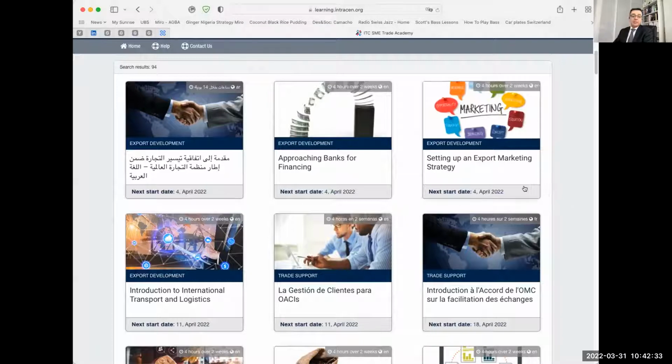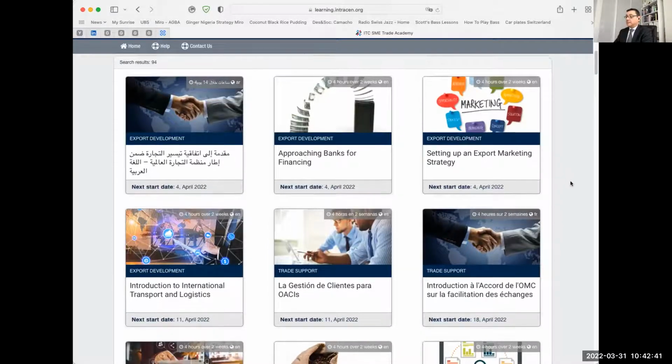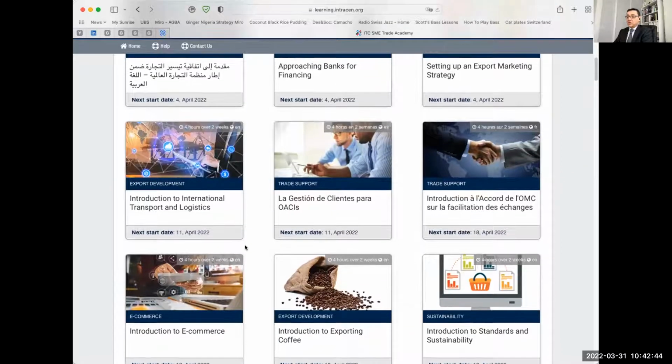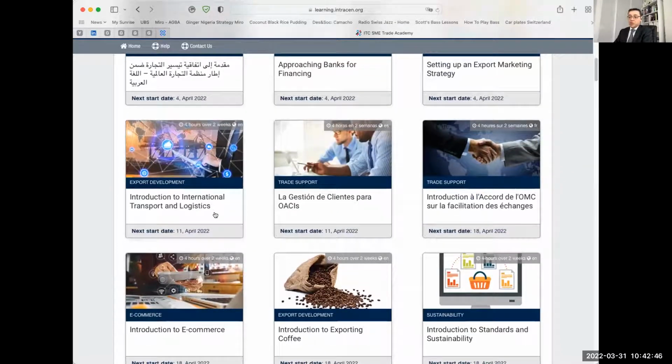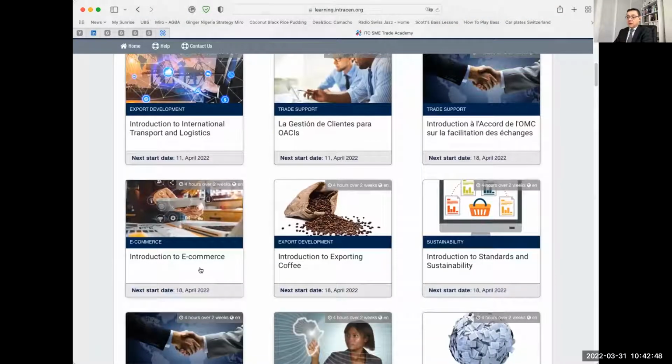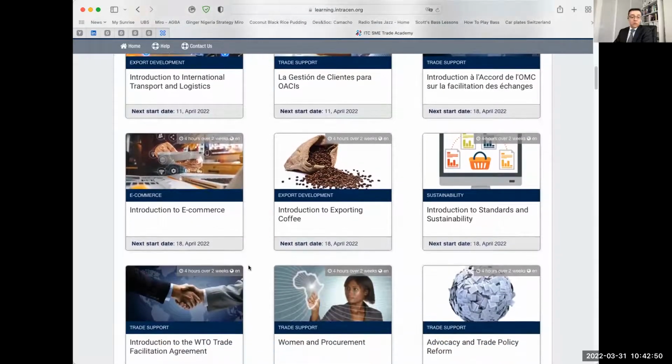And there are elements like, for example, remember, we've been discussing the setting up of export marketing strategy for companies. Well, this is a course. There's another course on international transport and logistics, and another on e-commerce. And we were discussing yesterday and the day before standards and sustainability. So here's an introductory course.